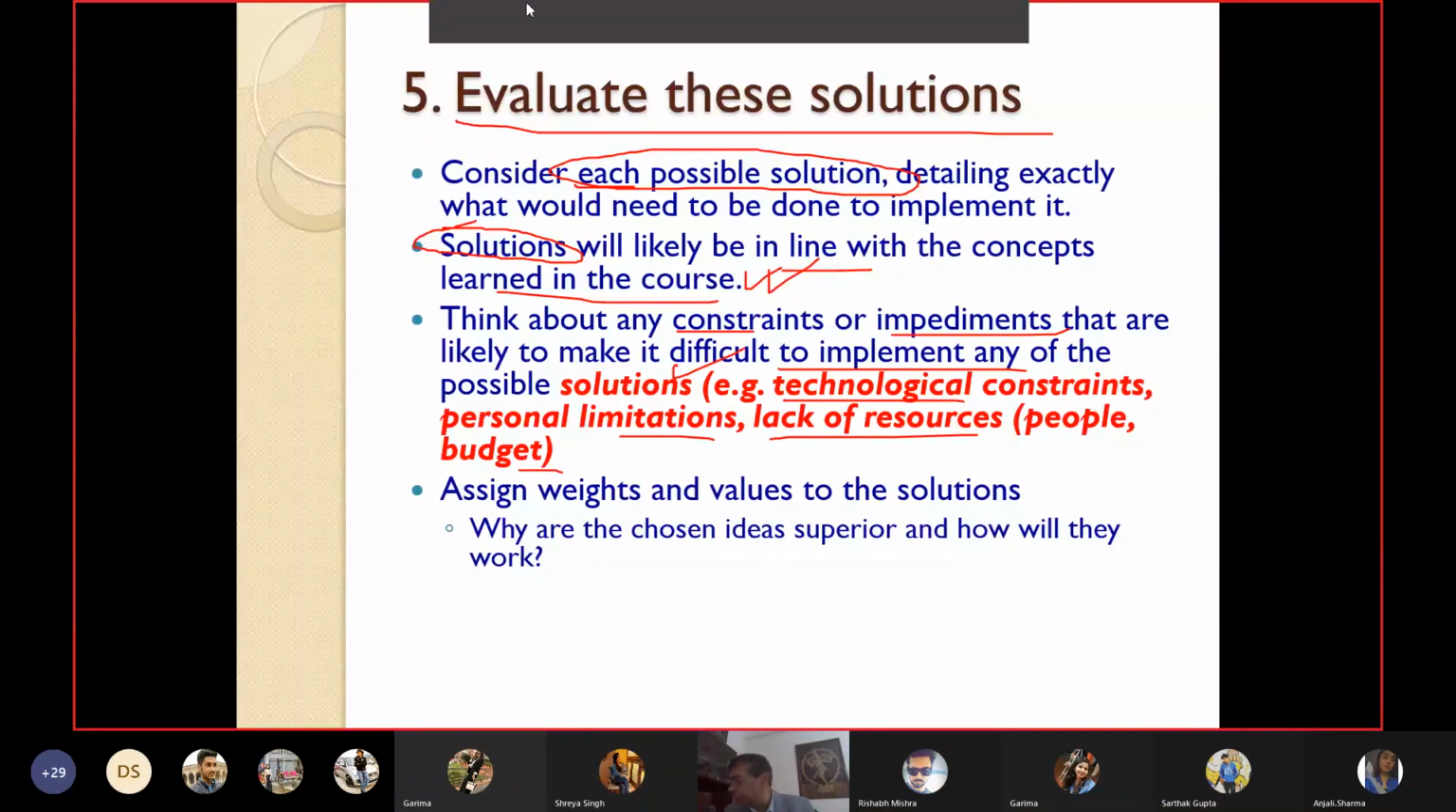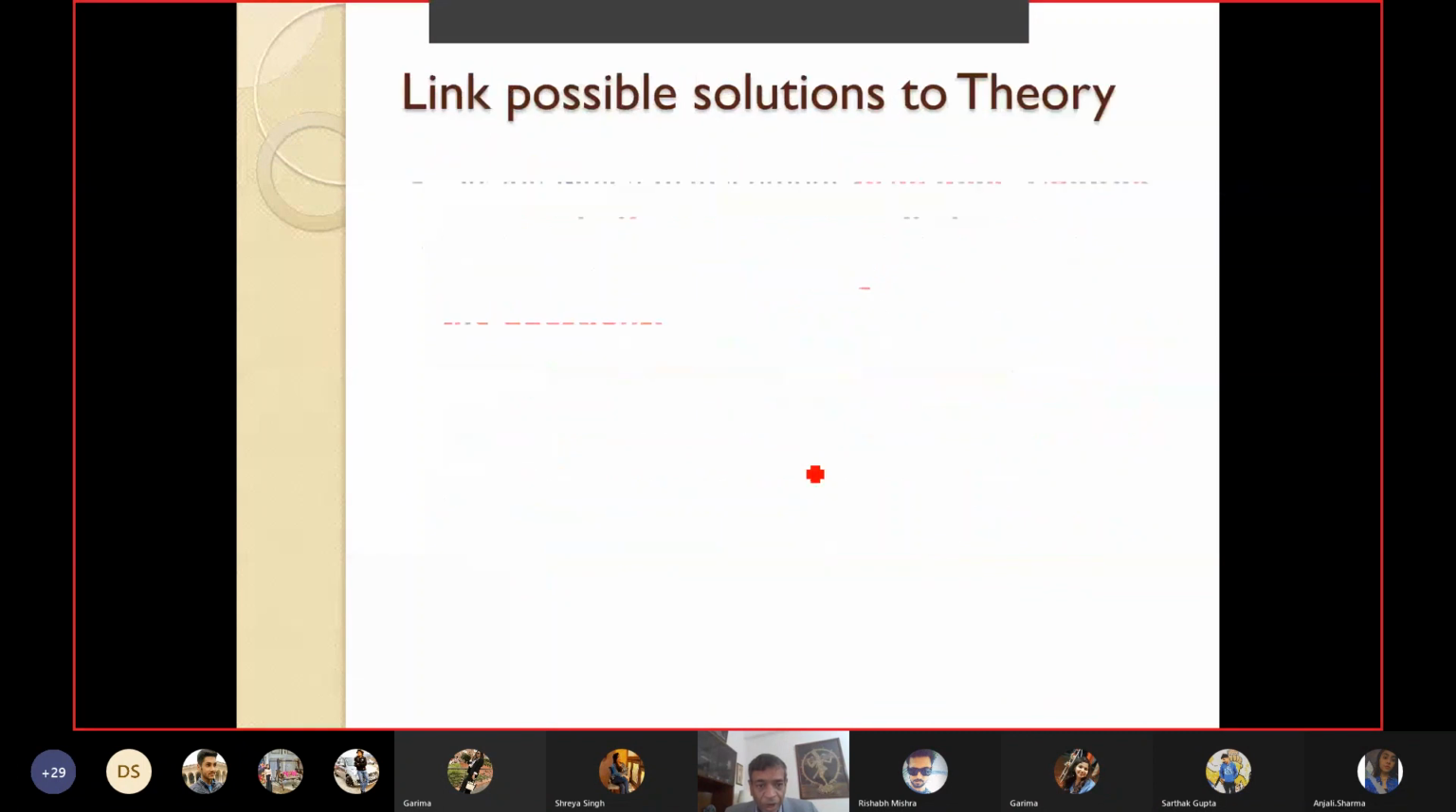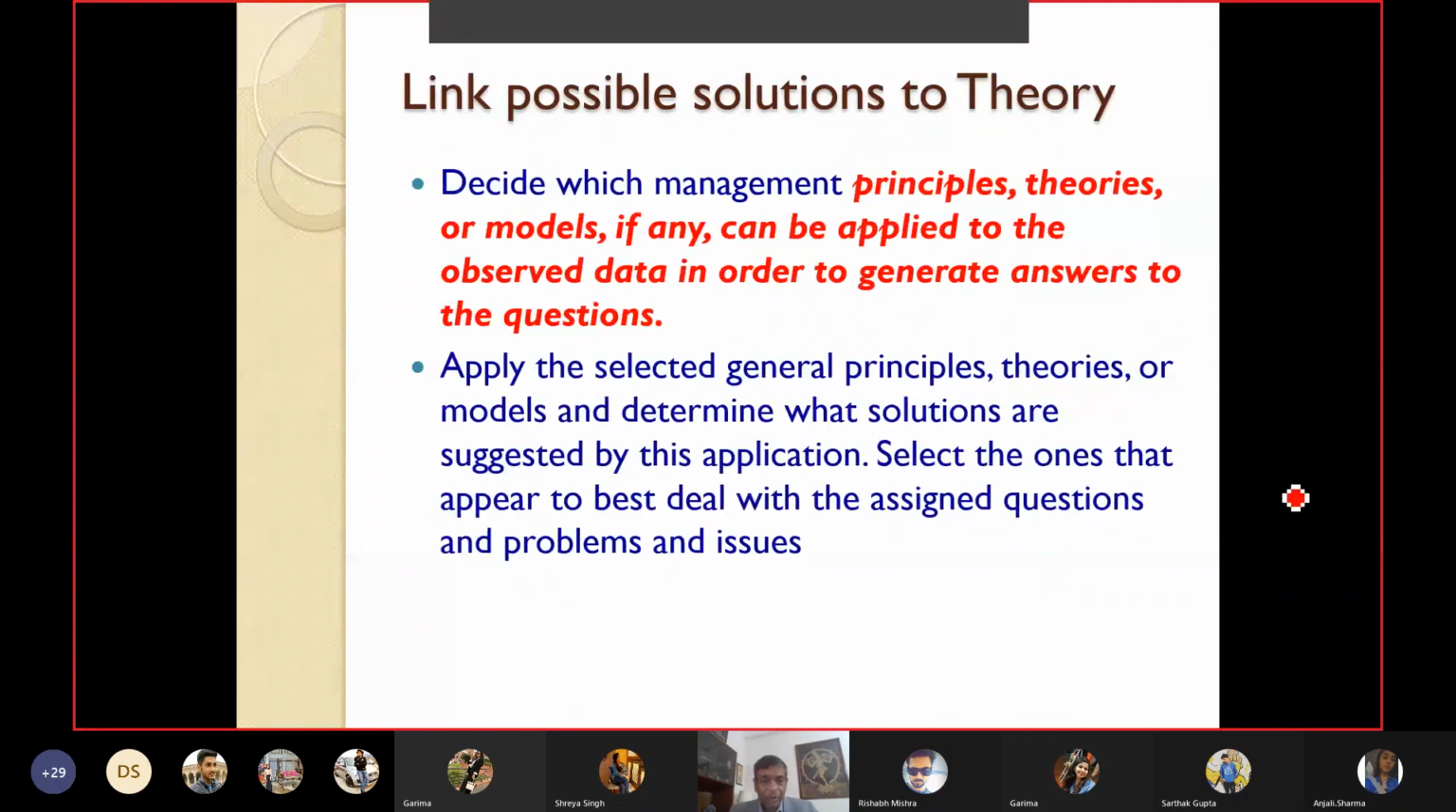Consider each possible solution that you can think of. Solutions will be in line with the concepts learned, but make sure the constraints are removed. Lastly, very important, ladies and gentlemen, assign the weights and values to the solutions. Which are the ones you're going to take up in the solution and why?